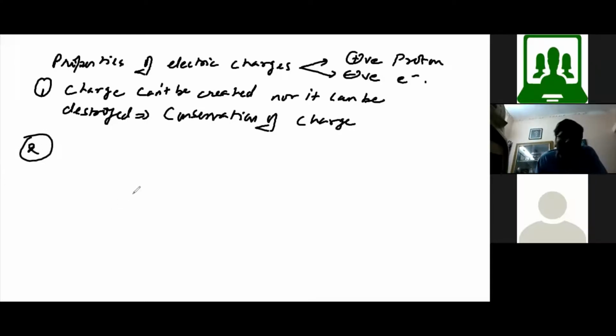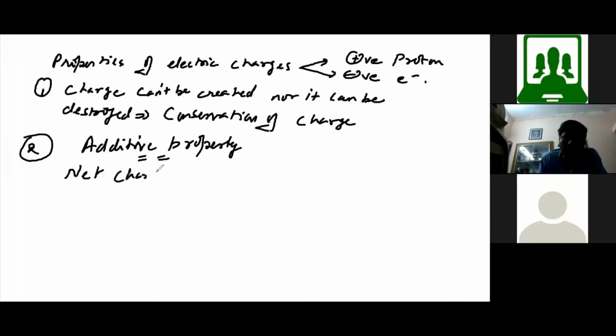What is the second property of charge? That is the additive property of charge. What does it say? That the net charge on any system remains constant. This is simply the corollary of the conservation of charge, but it is defined as another property. I will explain how. Net charge on any system remains constant.